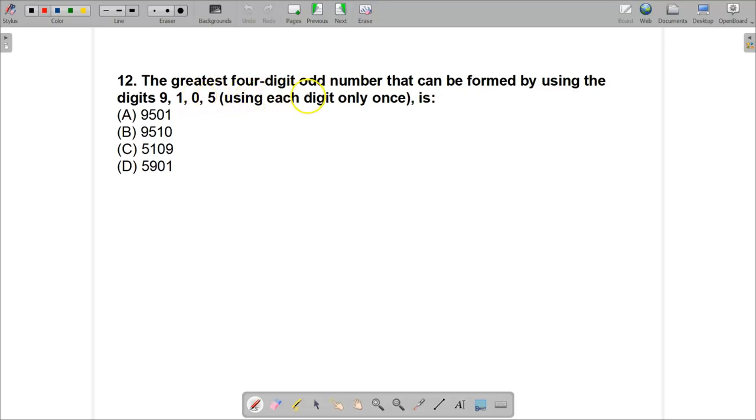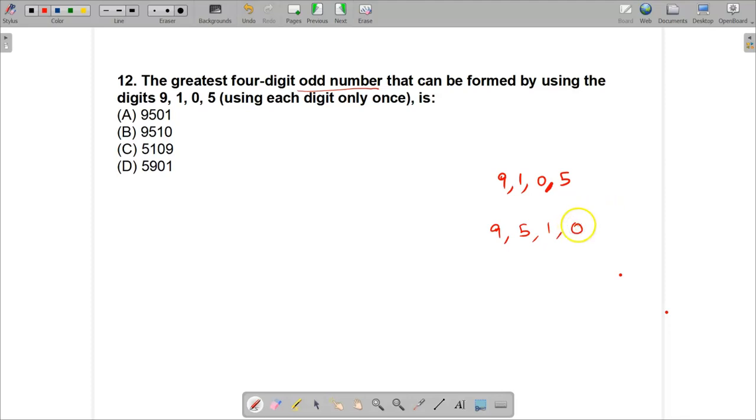Then the next question: the greatest 4-digit odd number that can be formed by using the digits 9, 1, 0, 5, using each digit only once. We need to use each digit only once, and it should be the greatest 4-digit number and also an odd number. The digits given are 9, 1, 0, 5. Which one is the greatest? It is 9. Next bigger is 5, next is 1, and the smallest is 0.